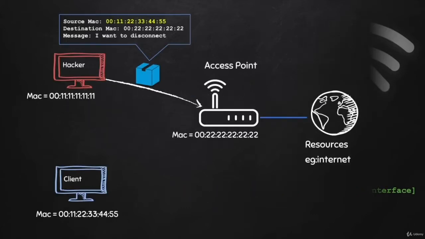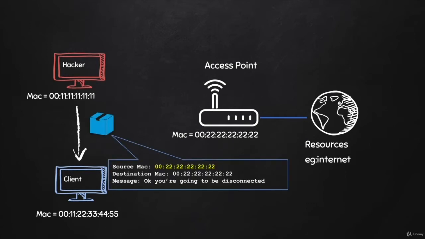To do this, we're going to pretend to be the client that we want to disconnect by changing our MAC address to the MAC address of that client and tell the router that I want to disconnect from you. Then we're going to pretend to be the router, again by changing our MAC address to the router's MAC address, and tell the client that you requested to be disconnected, so I'm going to disconnect you.